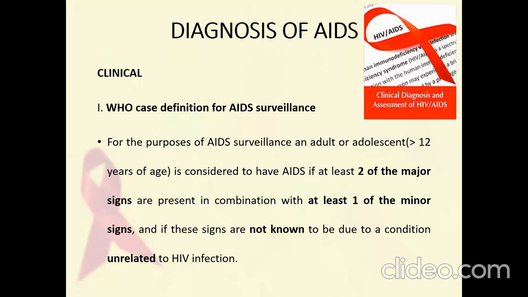So, the WHO case definition for AIDS surveillance. For the purpose of AIDS surveillance, an adult or adolescent is considered to have AIDS if at least two of the major signs are present in combination with at least one of the minor signs, and if these signs are not known to be due to a condition which is unrelated to HIV infection. So this is the case definition by WHO for AIDS surveillance.